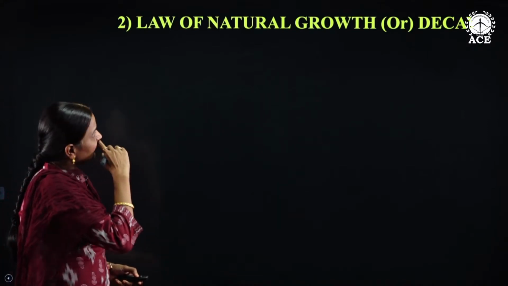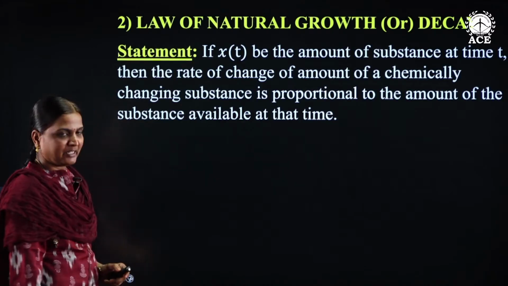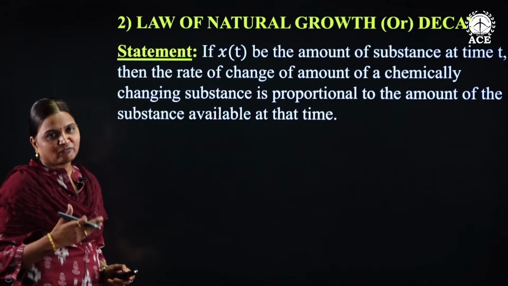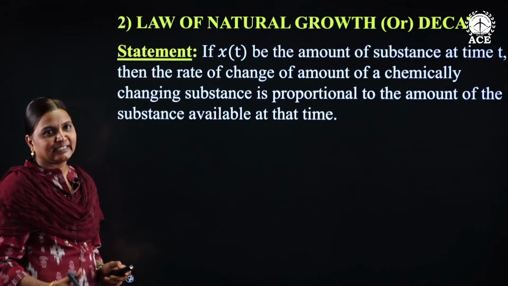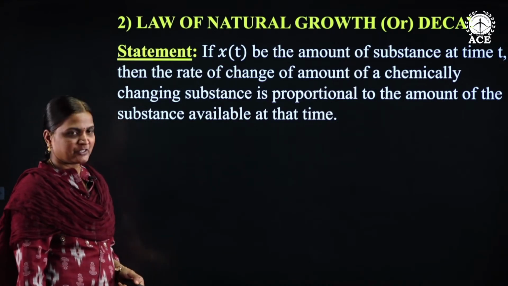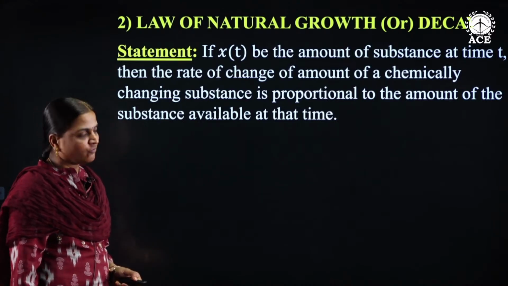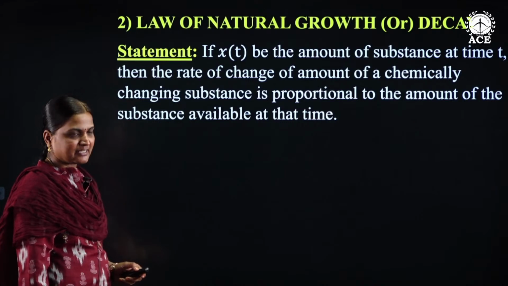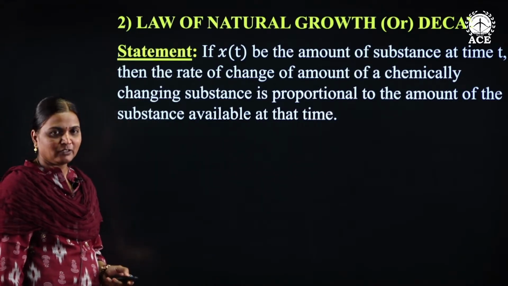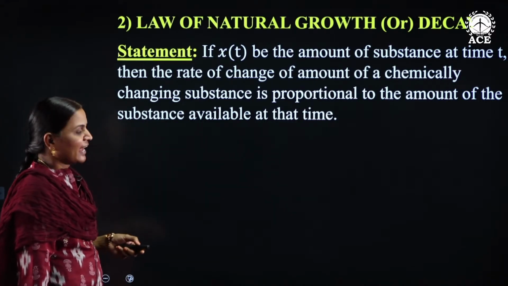Next application, law of natural growth or decay. So what is the statement? This is also a short answer question. State the law of natural growth or the law of natural decay. So how to state? Suppose x of t is the amount of substance at time t, then the rate of change of the amount of a chemically changing substance is proportional to the amount of the substance available at that time. So this is the statement of the law of natural growth or decay.